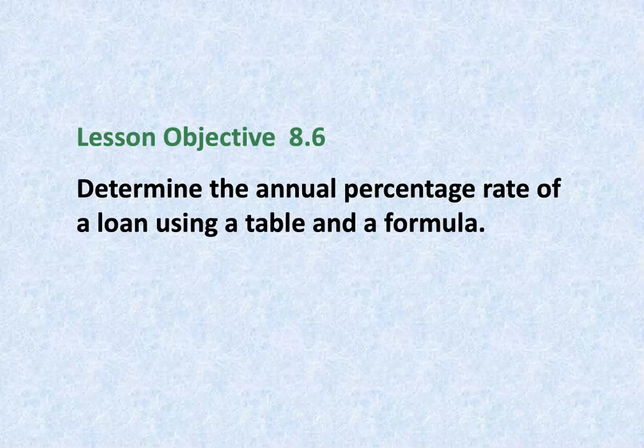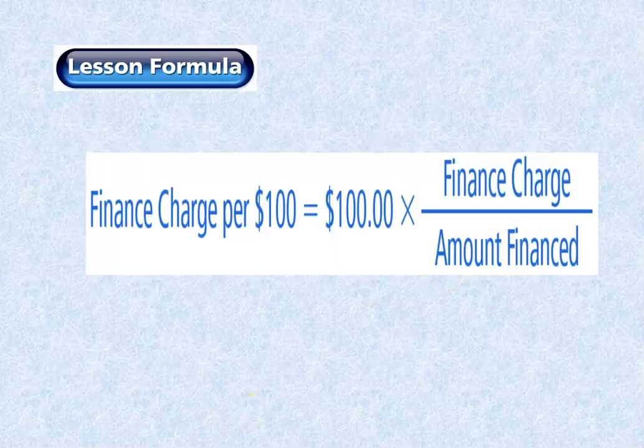So the objective for chapter 8 is to determine the annual percentage rate of a loan using a table and a formula. Remember, this is commonly called the APR, which is a very common term that you will hear. Here's the formula. This might not be on this side of your notes, but you can write it down if you want. The finance charge per $100, that means how much finance charge you will pay for every $100 you borrow, is $100 times the finance charge divided by the amount financed.